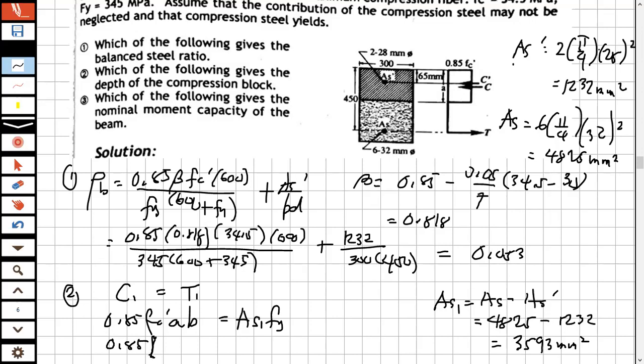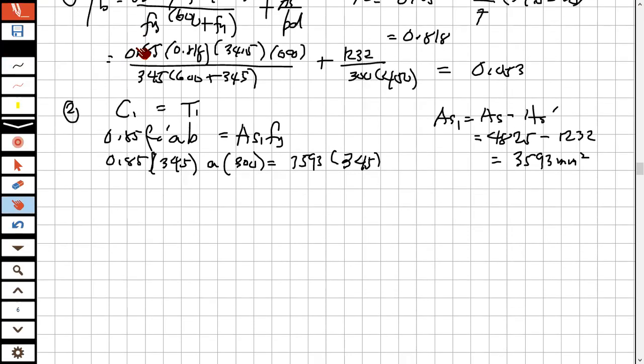0.85 f'c is equal to 34.5. We are calculating a. b is given to be 300. As1 is 3593. And then you have fy is equal to 345. So we can compute now. So therefore a is calculated to be 140.9.